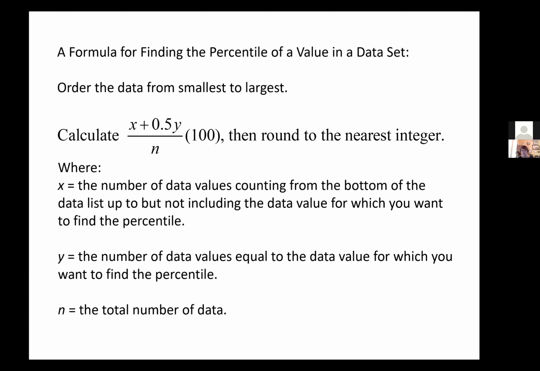And N is the total number of data values that you have. It's your sample size or the population size, whatever you're talking about. So it's the number of pieces of data that you have. X is the data value you're interested in. Where is it located? Y is the number of times that particular data value occurs. And N is the total number of data values you have.